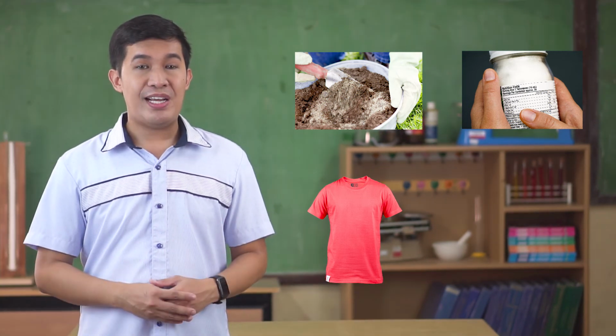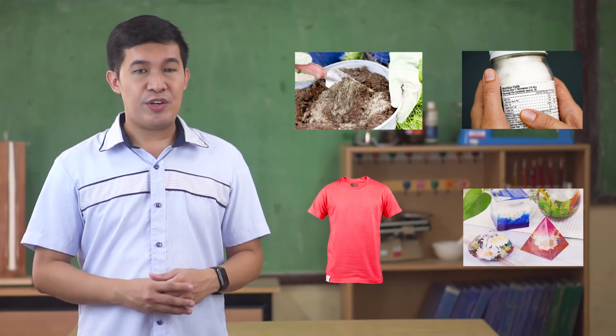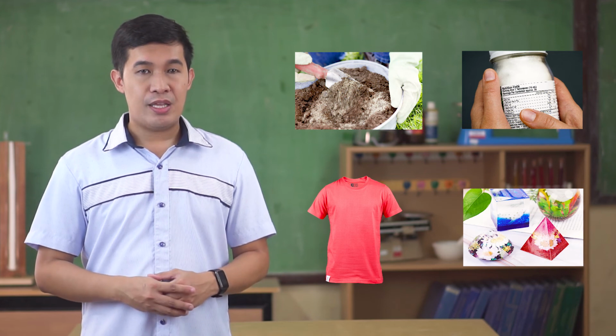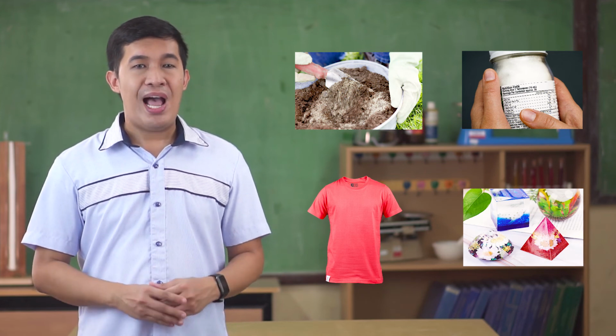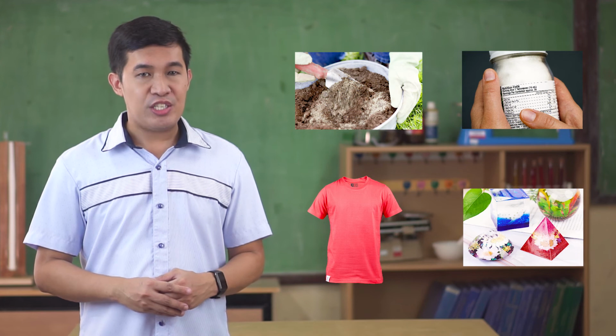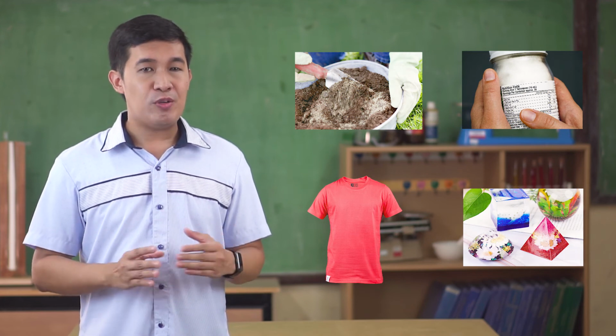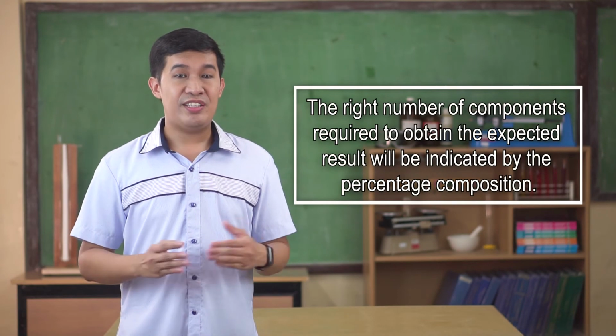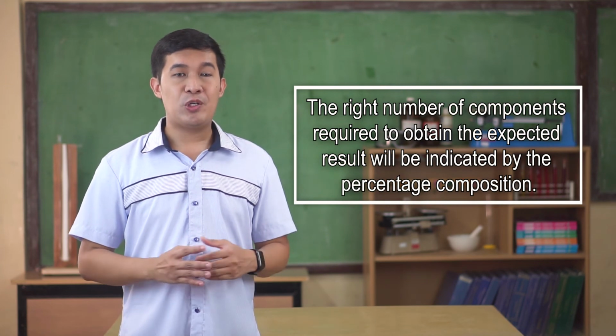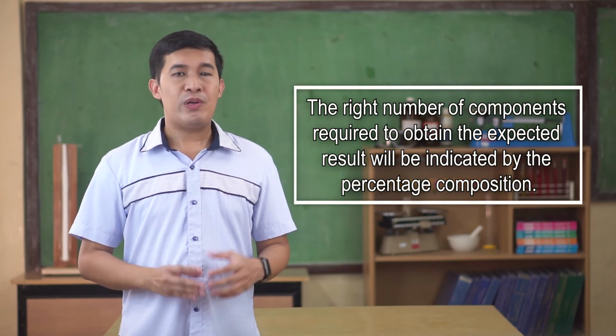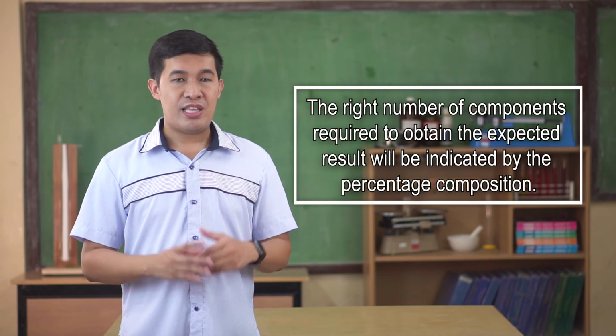In terms of product development, if a manufacturing company wants to make resin, it will not be able to do so until it knows the exact percentage of each component required to make resin. The right number of components required to obtain the expected result will be indicated by the percentage composition.